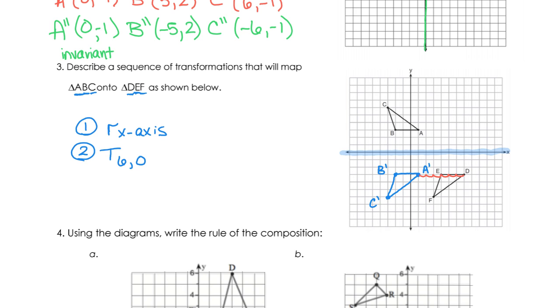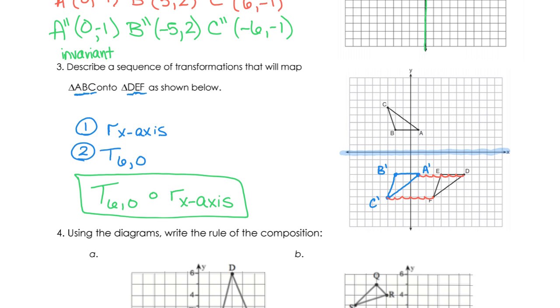And I think that would be good, right? 1, 2, 3, 4, 5, 6. Yep. All right. And so if we wanted to write this out in a composition like they have been doing up above, we can either use the parentheses or the open circle symbol. But we have to remember that the second one we write is actually the first one we did. All right. So we'll start with the translation of 6, 0. We'll use the little open circle, meaning that that's following the reflection over the x-axis. And there's our composition. Okay, good.